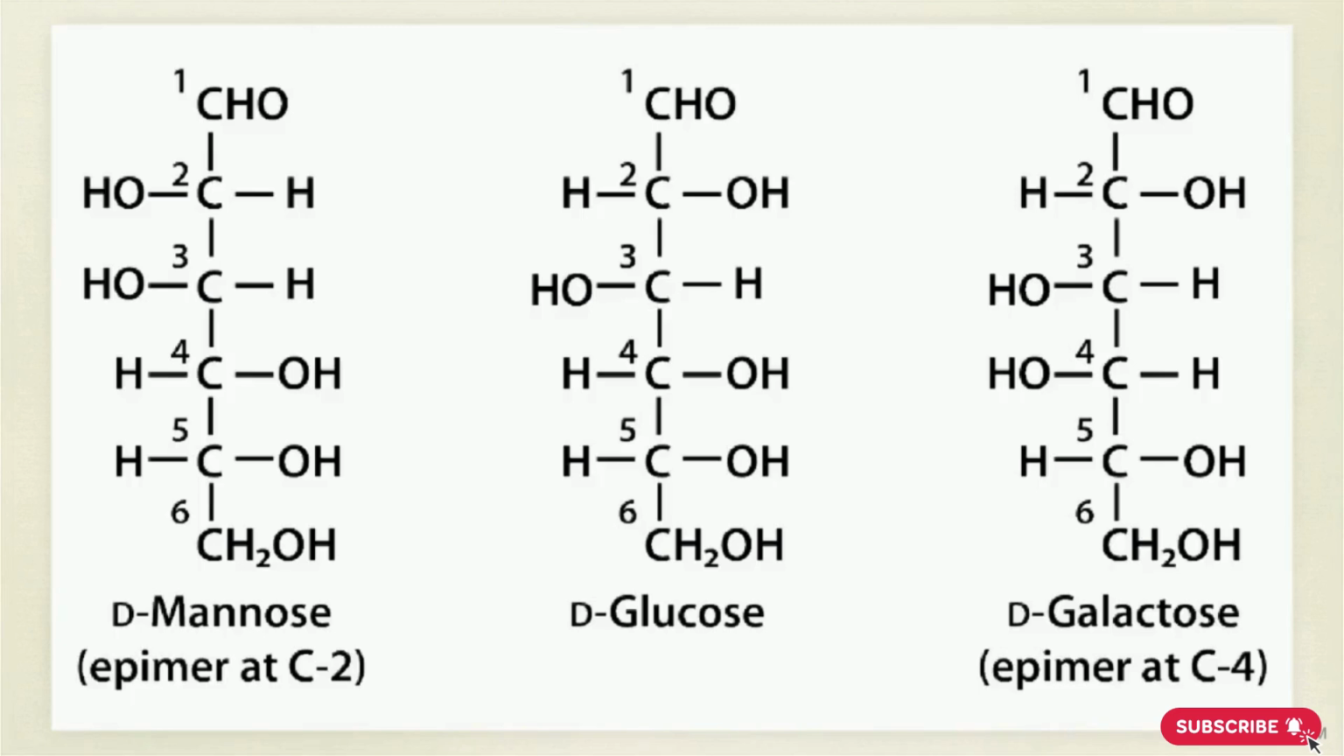This diagram illustrates epimers, saccharides differing at exactly one asymmetric carbon center. Here, a single inverted bond distinguishes mannose and galactose from glucose. D-glucose and D-mannose are C2 epimers, differing at the second carbon. D-glucose and D-galactose are C4 epimers, diverging at the fourth carbon.